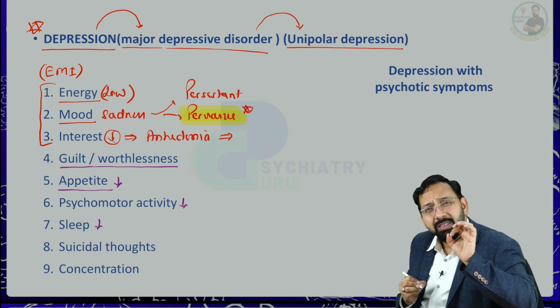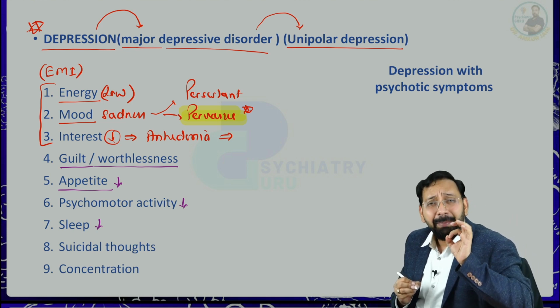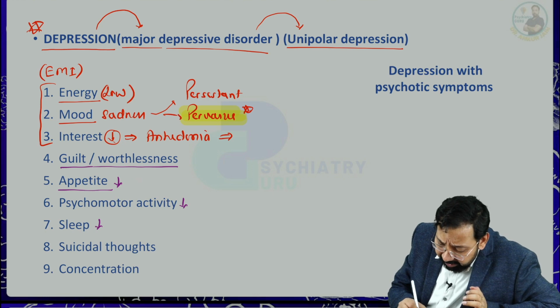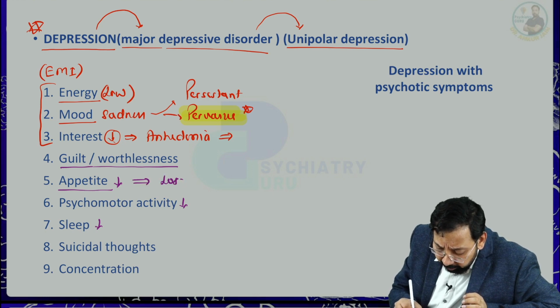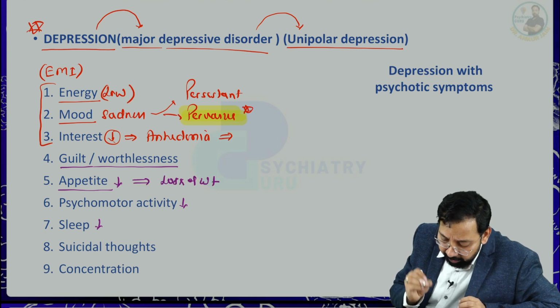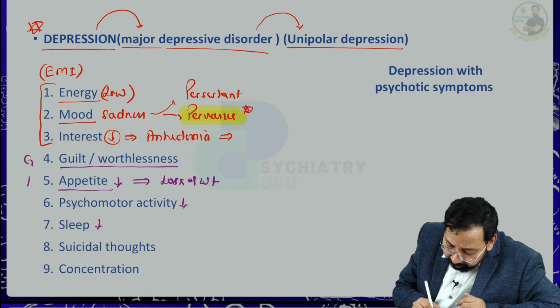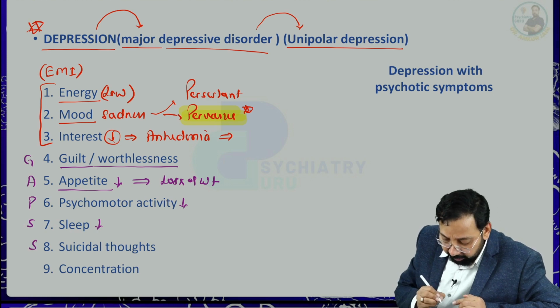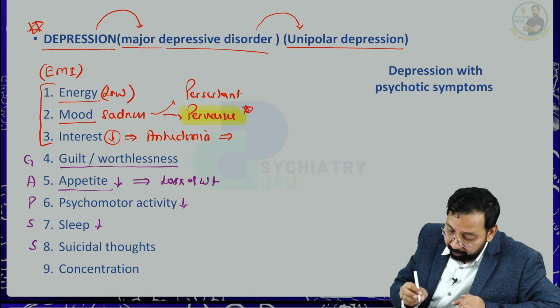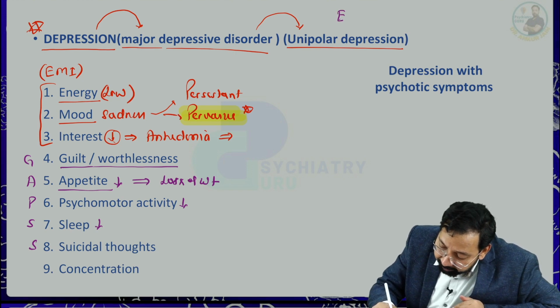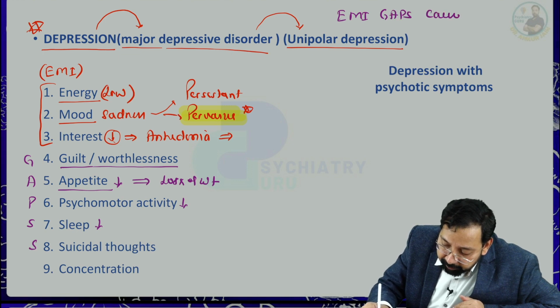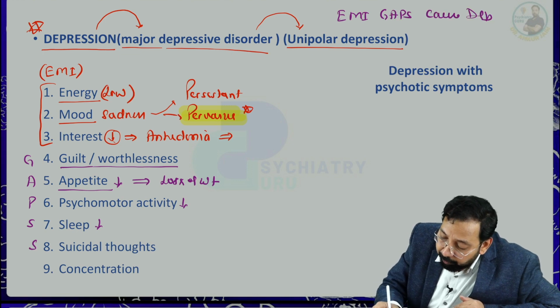Usually sleep is decreased, appetite is decreased. If appetite is decreased, there is loss of weight. So mnemonic is GAPS, GAPS, again S, cause depression. So complete mnemonic is EMI, GAPS, cause depression. If you will not be able to pay EMI, gaps are there, definitely it will cause depression.